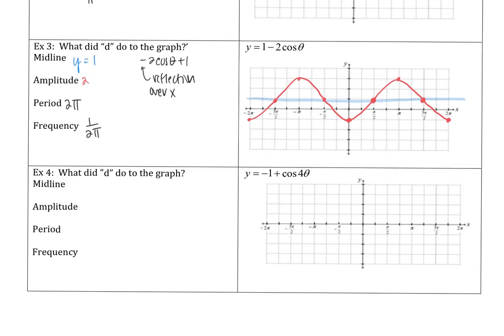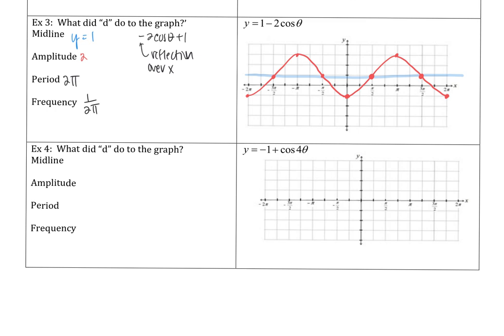All right, let's look at another one. -1 plus 4 cosine 4 theta. The midline here is located at y equals -1. The amplitude is going to be 1. We have nothing changing that amplitude. The period is definitely changing here. You can see that the b value is 4. So that's going to be 2 pi over 4, which is going to be pi over 2. And the frequency is going to be 2 over pi.